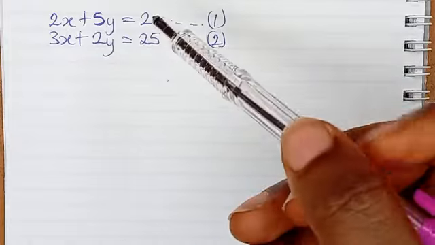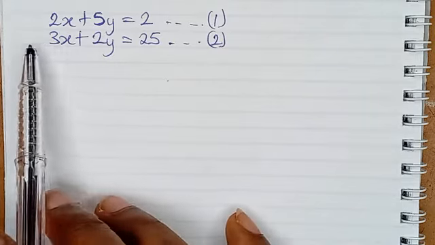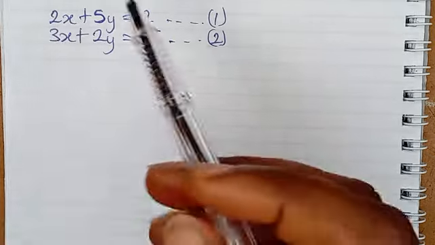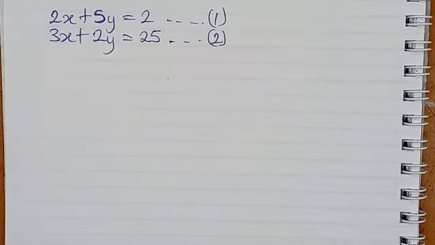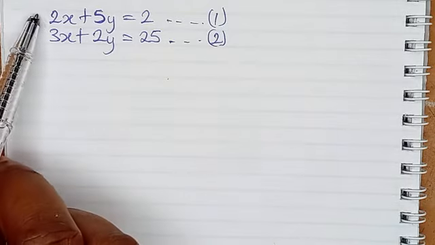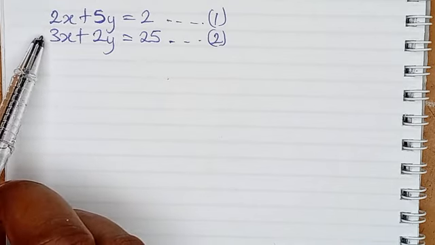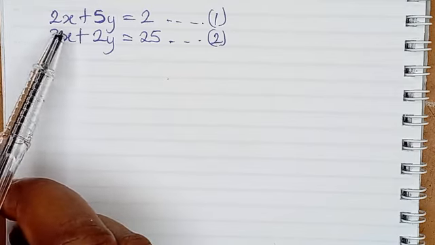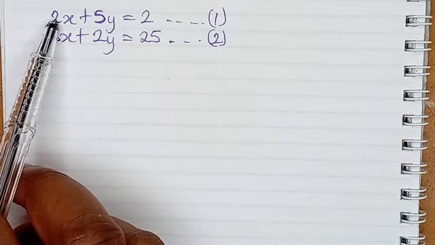Now, the next step for us to do, since none of the coefficients of the variables are equal, is to check what we are going to do to any of the coefficients to make them equal. So we can decide to make the coefficients of the x variable for both equations equal. And how do we do that? We are going to multiply equation 1 by 3, so that 3 times 2x is going to give us 6x. And we're going to multiply equation 2 by 2, so that 2 times 3x is going to give us 6x. So we have 6x, 6x.